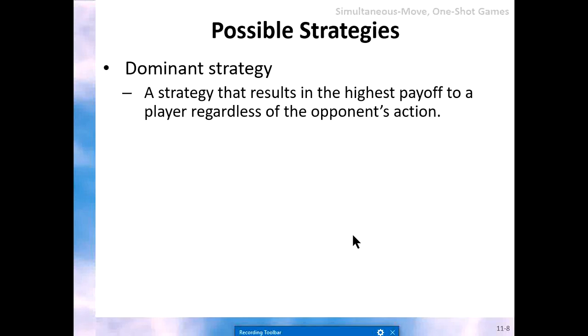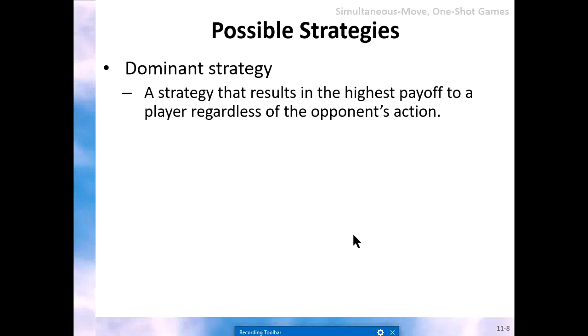So what are the possible strategies? We have so many strategies. This comes by asking the question, how should a manager decide what strategy to follow? So here, first we will discuss a dominant strategy, a strategy that results in the highest payoff to a player regardless of the opponent's action.